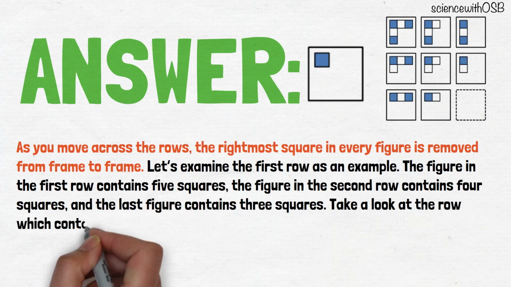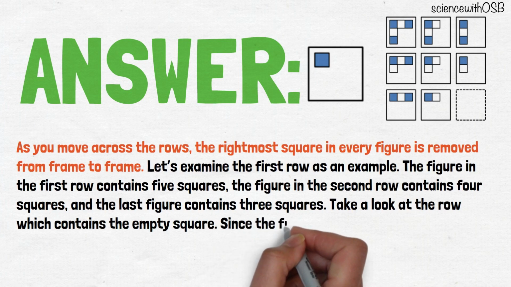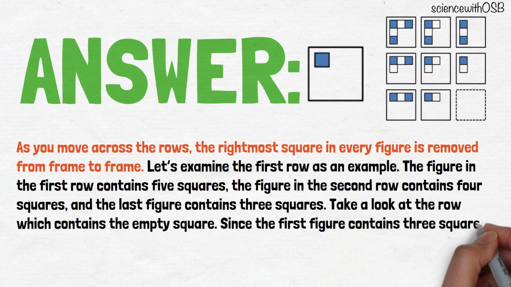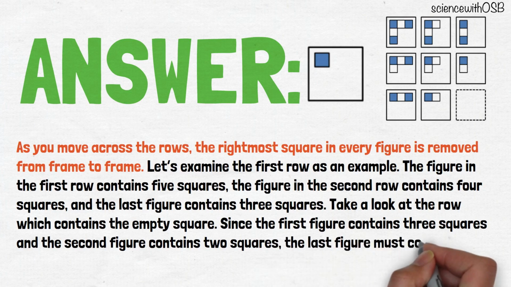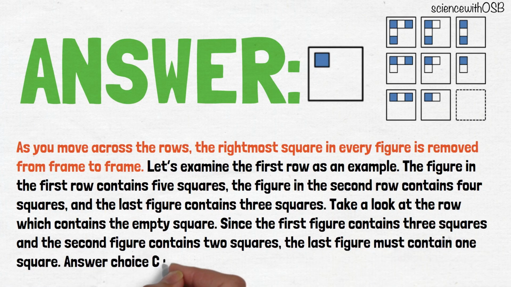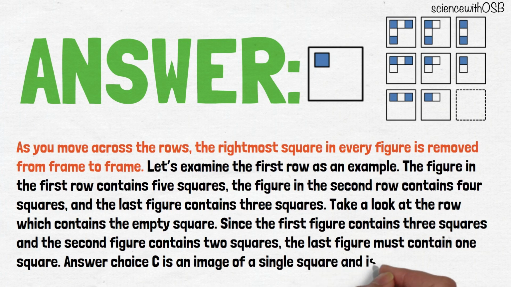Take a look at the row which contains the empty square. Since the first figure contains 3 squares and the second figure contains 2 squares, the last figure must contain 1 square. Answer choice C is an image of a single square and hence is the correct answer.